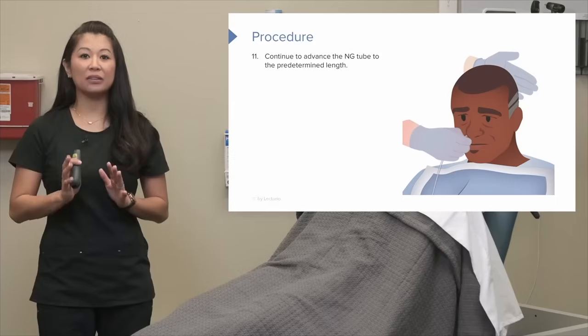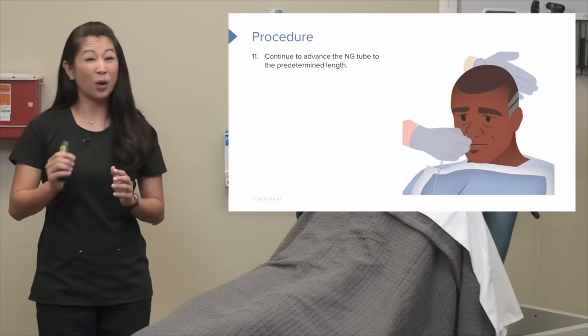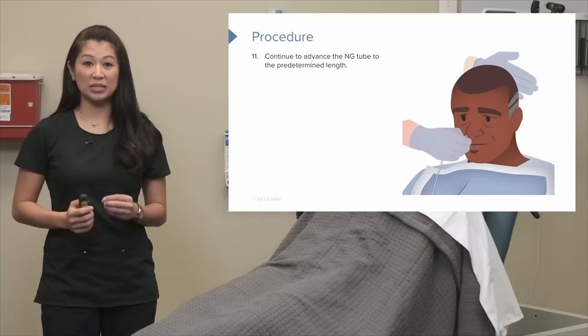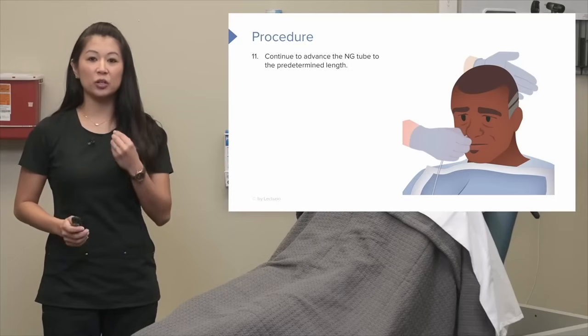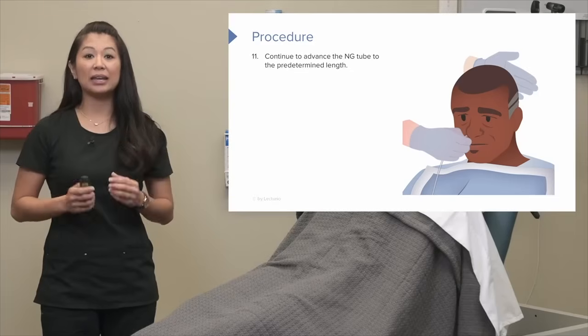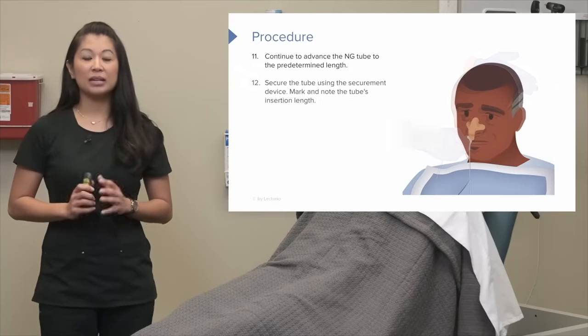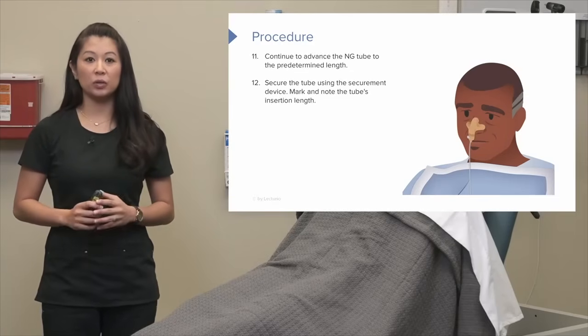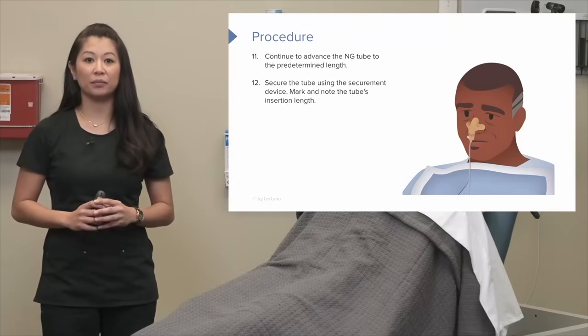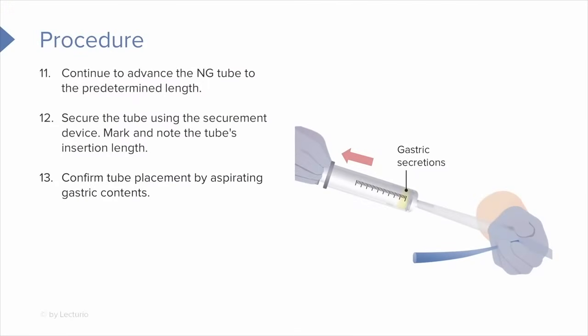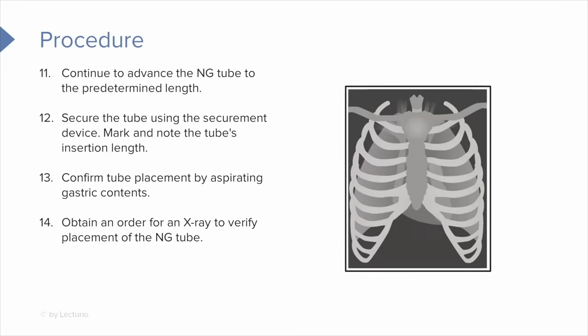Now, one thing to know when advancing, if you go really slow, it's just really dragging on the procedure. So if that nasogastric tube is going down, go quickly and keep advancing the tube. Now once that's done, you can secure the tube using a securement device of whatever your agency has, at the correct insertion length. Once we've secured the tube, we want to confirm the tube placement by aspirating gastric contents with our piston syringe. Next, we need to obtain an order for an X-ray to verify the exact placement and positioning of our nasogastric tube.